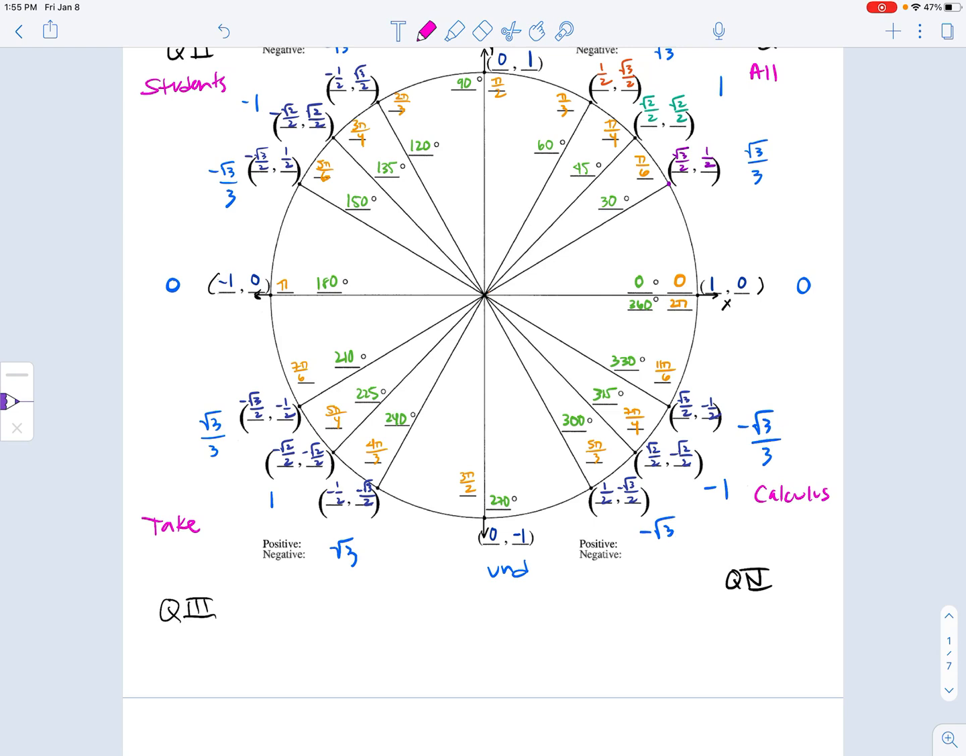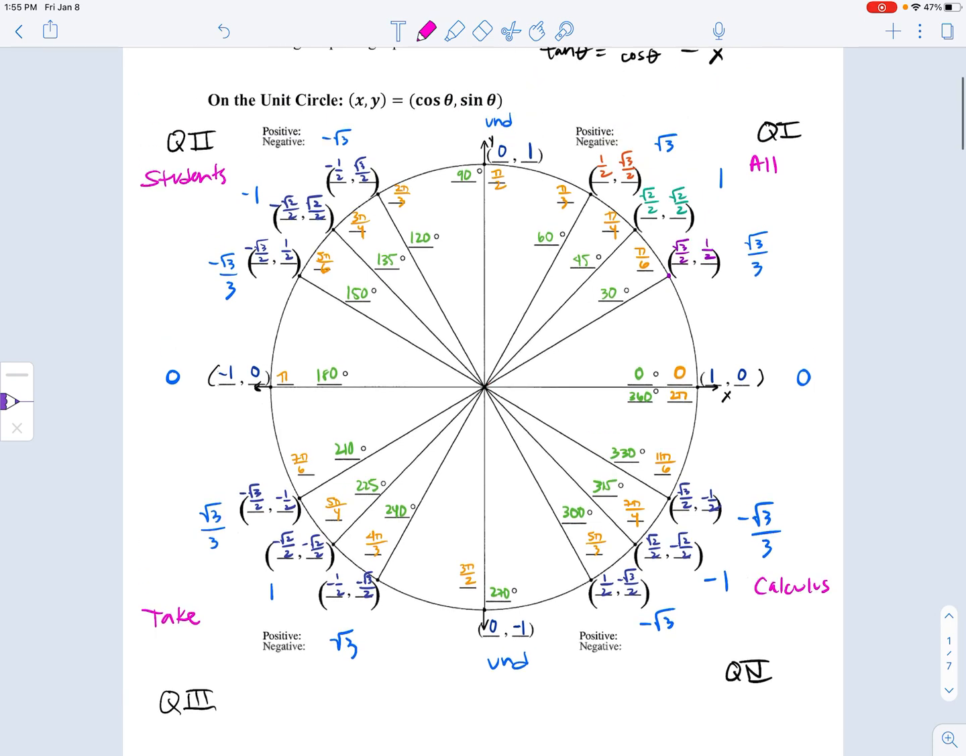And that's to help you remember which of the trig functions are positive in each of those quadrants, because then whichever ones aren't positive would be negative. So the A, for all, means all 6 are positive. So none of them are negative. All 6 of the trig functions are positive.